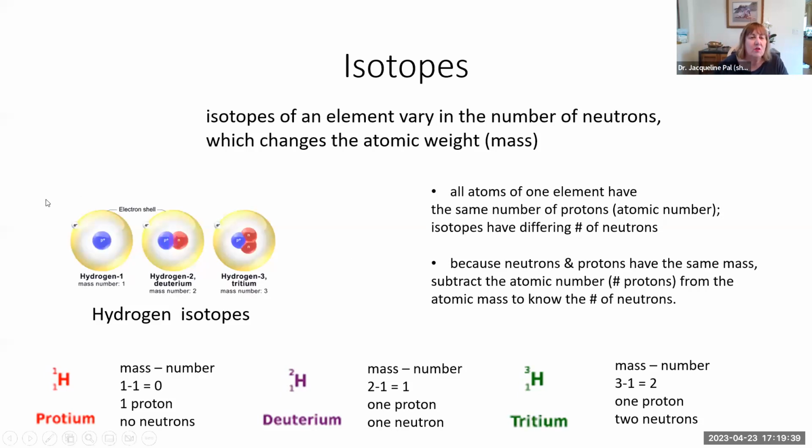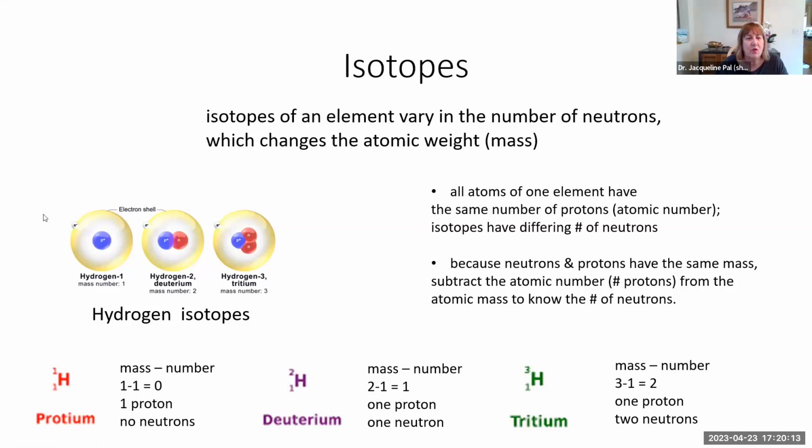Okay. So when you look at the 3 different hydrogen isotopes, you can see the first one with a mass of 1 only has a proton and an electron. The second one has 1 proton and 1 neutron to bring its mass up to 2, and it still has the 1 electron. And then the third one has 1 proton and 2 neutrons to bring the mass up to 3, and it still only has 1 electron.